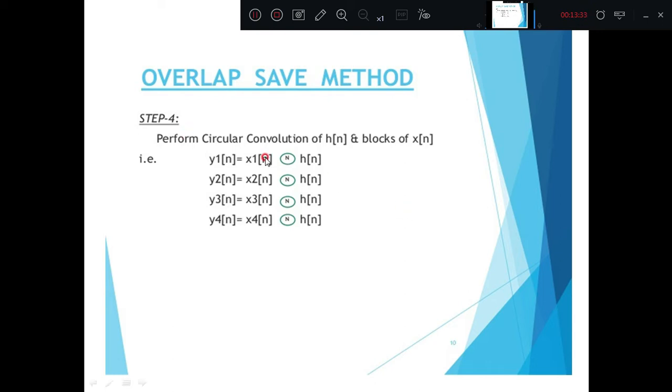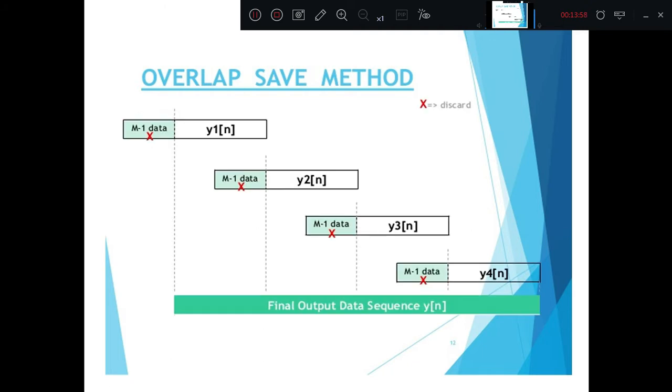So perform x1 of n circular convolution with h of n, you will get y1 of n. For the second block x2 of n, perform circular convolution with the same impulse response h of n, you will get the second convolved output. Similarly, you perform the third, then you will get y1 of n, y2 of n, y3 of n and y4 of n. So like this you will get them, right?